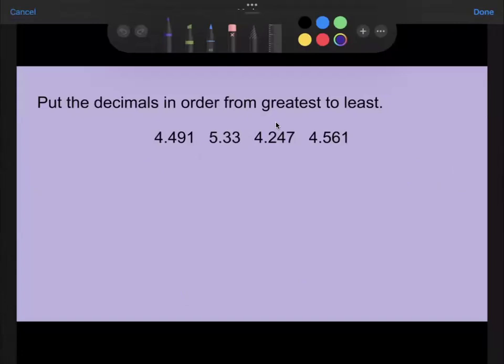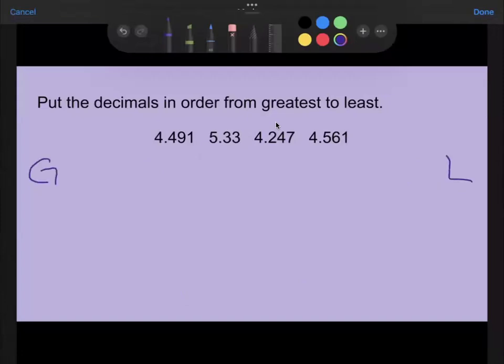Okay, here is our next one. We're putting these decimals in order from greatest to least. So again, I'm going to start by just looking at the whole numbers, which there's only one digit for each of them in the whole number spot, to see if any of them stand out to me. I'm also going to put G over here and L over here for greatest and least.